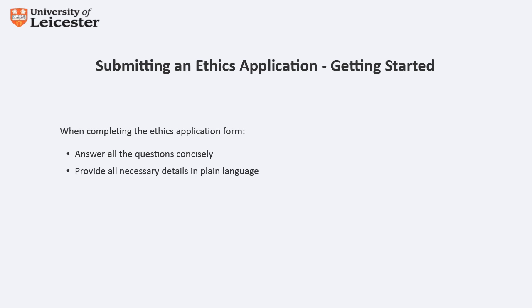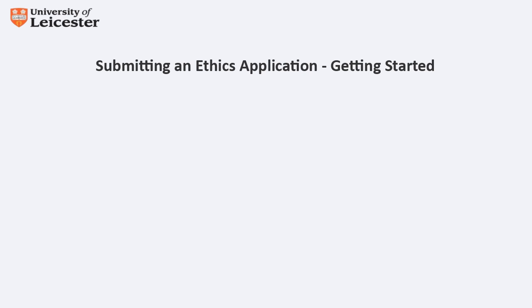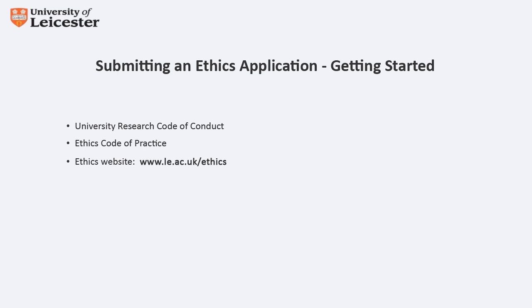Provide all necessary details in plain language. Do not assume that the committee has prior understanding of your area and the nuances of conducting research in that area. Make sure you explain any technical terms in lay language. You might find it useful to consult the university's Research Code of Conduct and the Ethics Code of Practice when preparing your ethics application. You can also find more information on the university's ethics website.